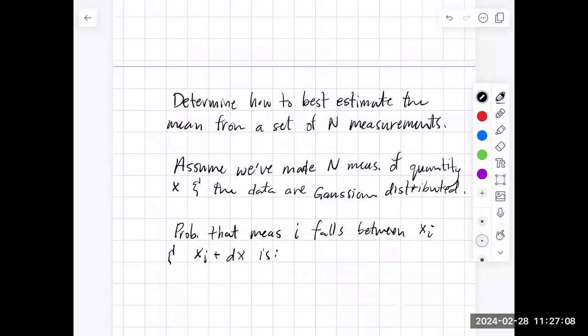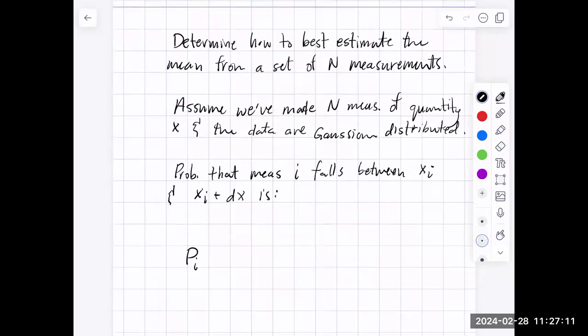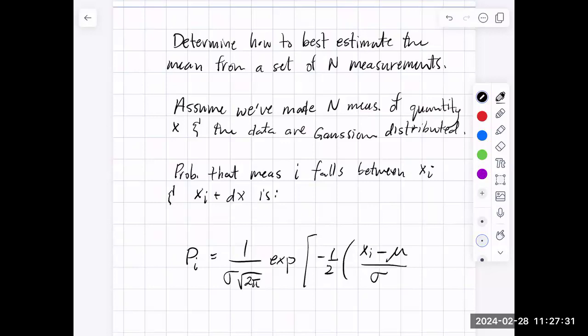Well, that probability is just given by the Gaussian distribution. It has a coefficient of 1 over sigma times the square root of 2 pi, and then there's this exponential. There's a minus 1/2, and then it's x minus the mean divided by sigma, squared. And then we have to have this dx, right? This dx is going to be the width of our rectangular area that we're trying to estimate. Okay, good.